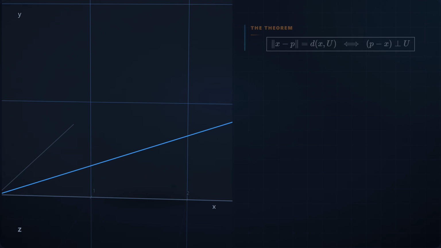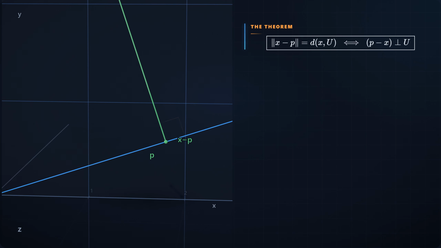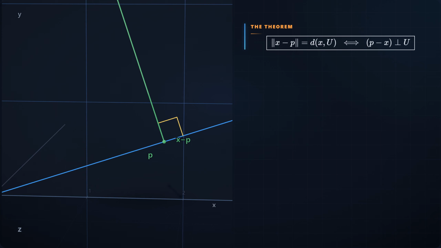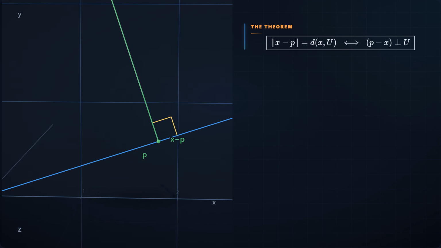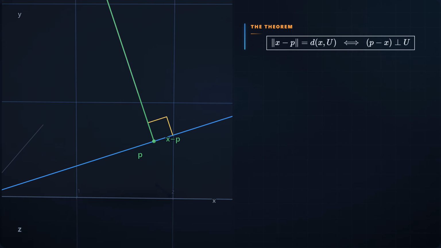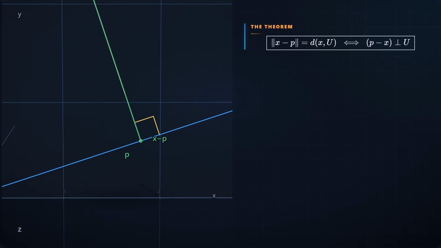Here is the heart of the whole video, the characterization theorem. A point P in U is the closest point to X if and only if the error, P minus X, is perpendicular to all of U. Closest, exactly when the mistake you're left with points straight out of the subspace. So the test isn't about measuring distances at all. It's just, does the leftover arrow make a right angle with you? That's the whole beauty of it.